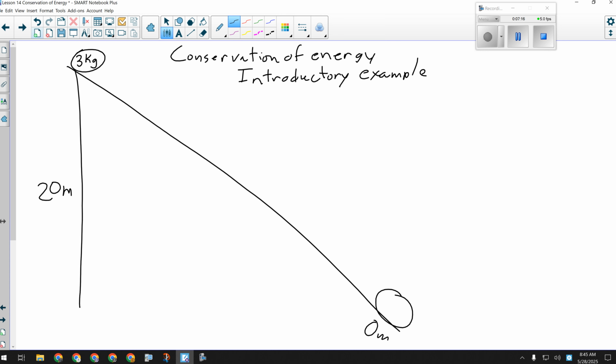Okay, that's a kind of basic, typical question. So, what are our givens? Mass. I've got mass is 3 kilograms. Okay, so mass equals 3.0 kilograms. All right, what else am I given? Right, initial height. Am I also given the final height? What is the final height?